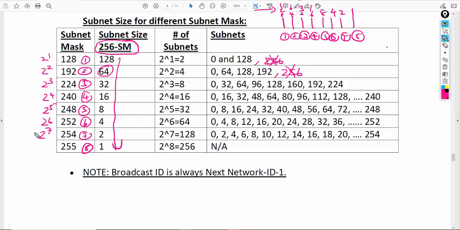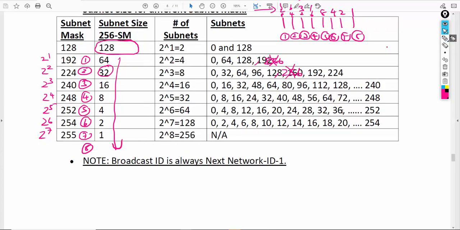So we are going to do some exercises, so try to understand these. Let's go. But before we go to the next section, remember there is something called the broadcast ID. The broadcast ID is the network ID minus 1. The real definition is the next network ID minus 1. So let's go down to the next page.